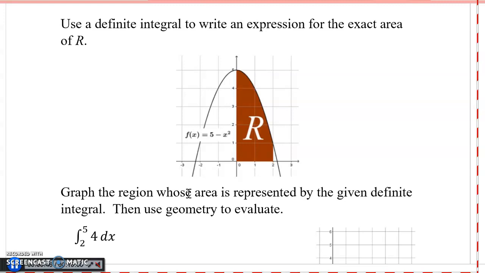So with this familiar region that we talked about in the intro, we found a lot of different approximations for the area of region R. The exact area of region R can be represented by the definite integral from x equals 0 to 2 of the function, which is 5 minus x squared, and always have that dx.